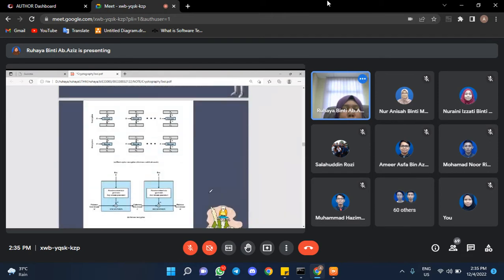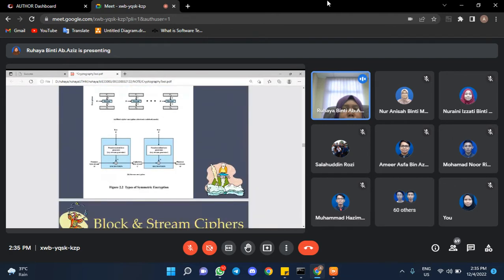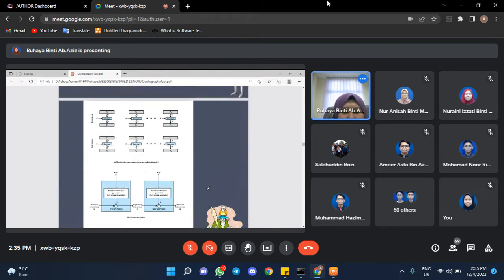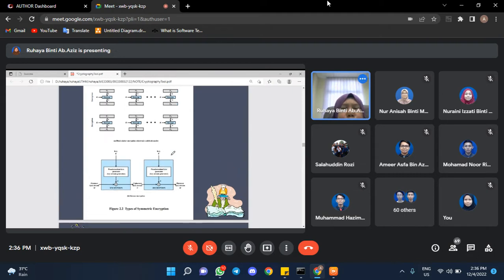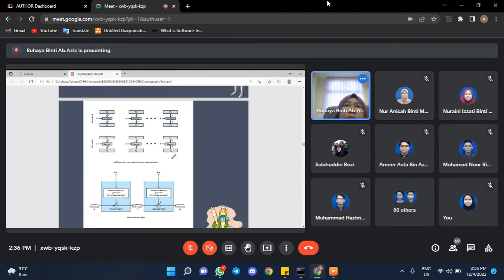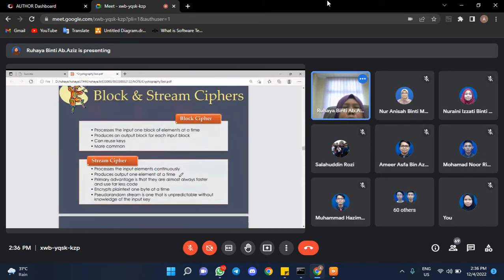We use other modes to overcome the weakness. So this one, we use that type of symmetric encryption, sent by block, this ECB just now. Actually, for symmetric encryption, we can use block encryption or stream encryption. There are two. We can use a block or stream cipher.